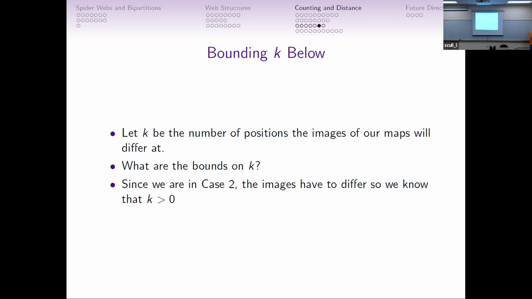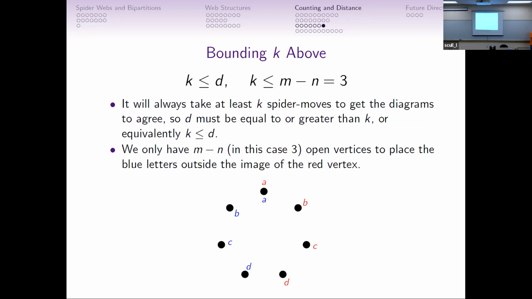So we'll have k be the number of positions we disagree at. What do we know about k? Well, we're in case two, so it's got to be at least one. Also, it's always going to take at least k moves to move our blue pieces back. In this example, we've moved 3 blue letters off of our image, so it's going to take at least 3 moves to get them to agree.